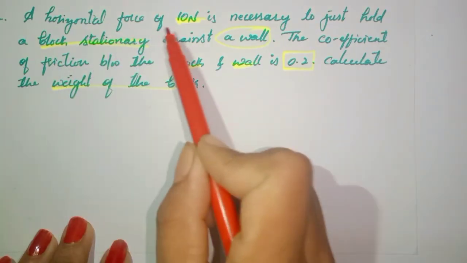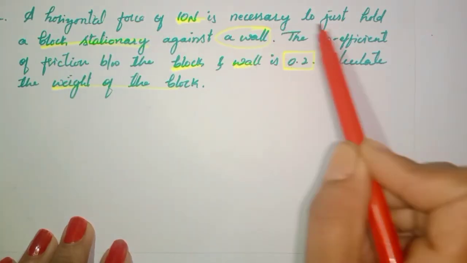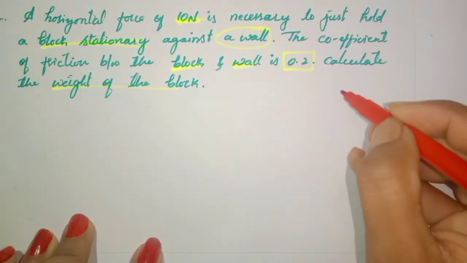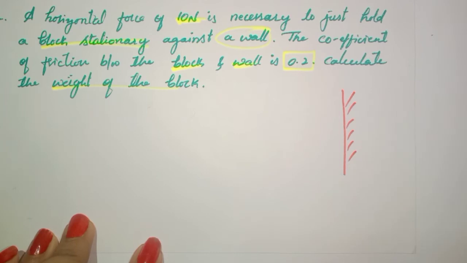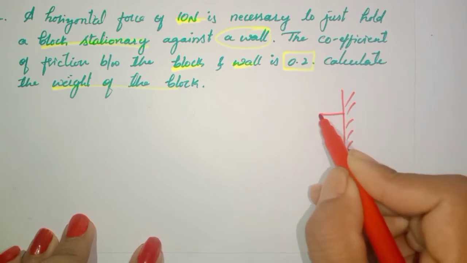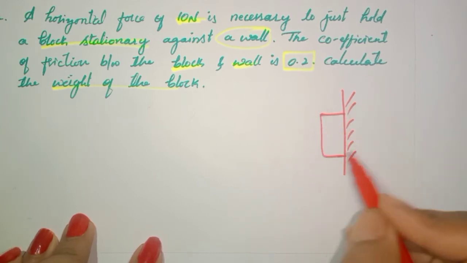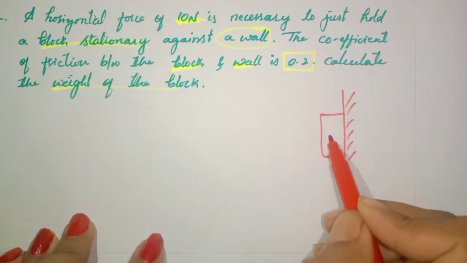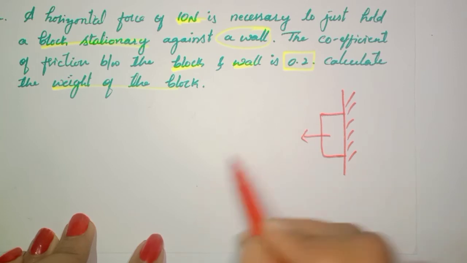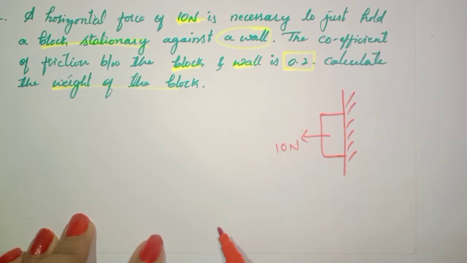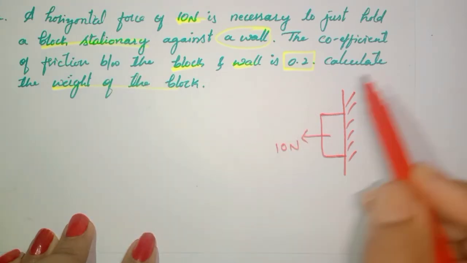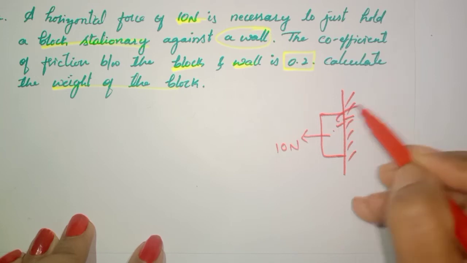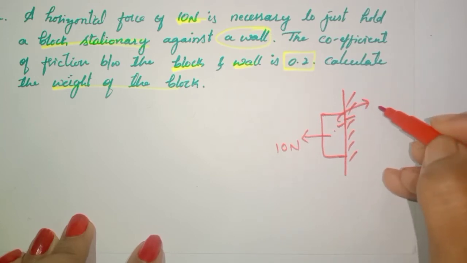A horizontal force of 10 Newton is necessary to just hold a block stationary against a wall. So here is a wall. I will consider a wall. This is the wall. Okay? And on this wall there is a block. This is the block. And on this block, what is applied? A horizontal force is applied. This is the horizontal force. So what is that force? 10 Newton. The coefficient of friction between the block and wall: here, between this block and the wall, there is a coefficient of friction. What is that friction? That is 0.2.